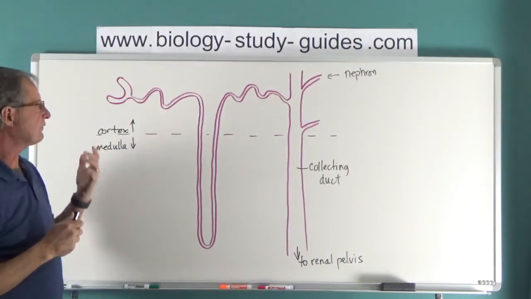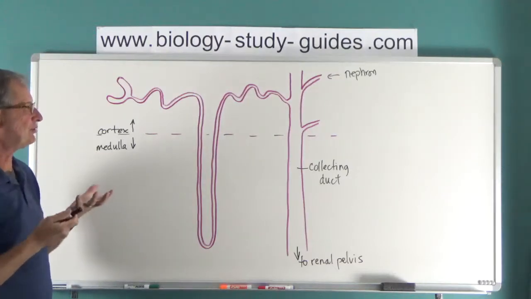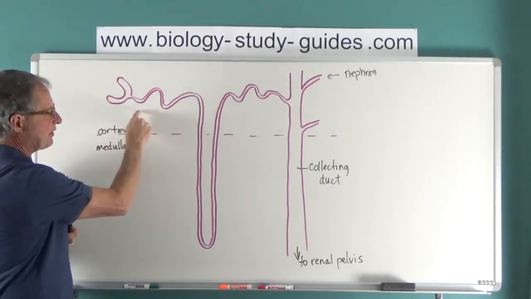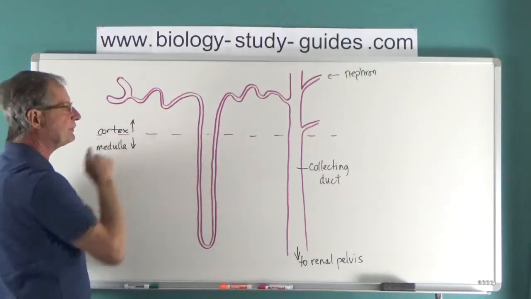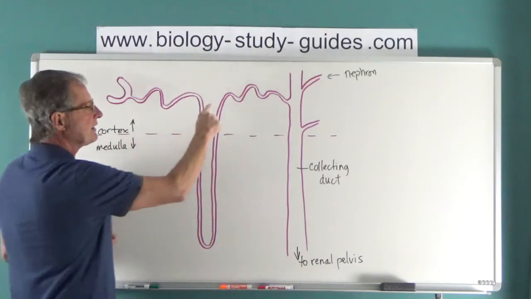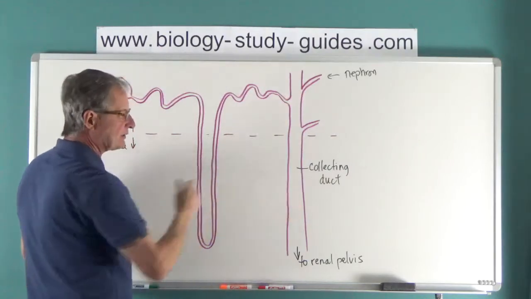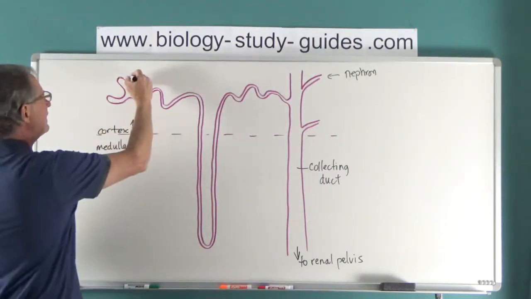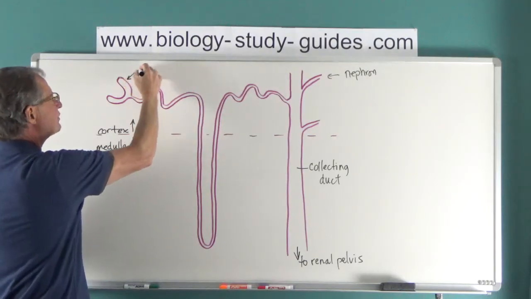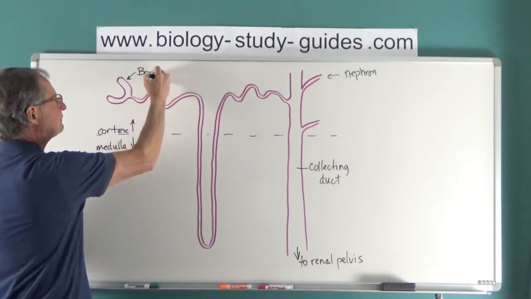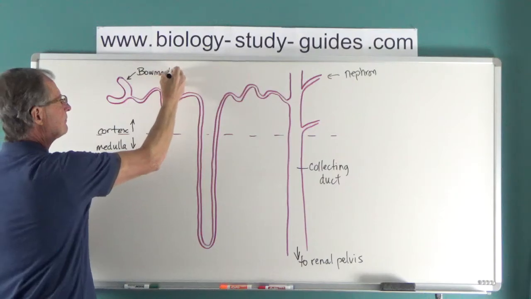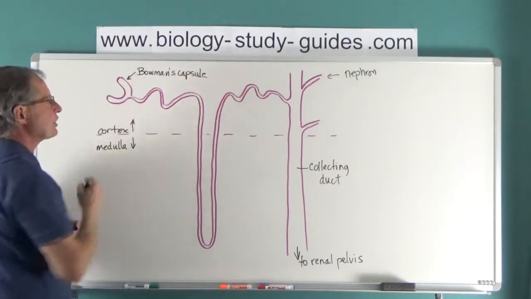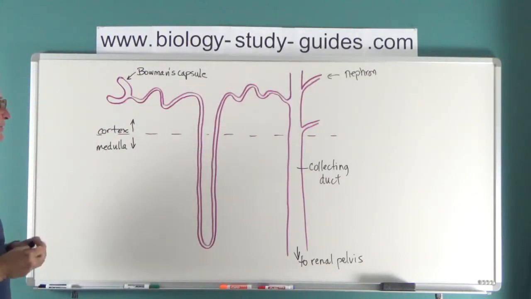And if we look at it, we can sort of describe the parts to it. There's a distinct structure here. This is a separate part. This big loop is another part. There's another part. And we call the collecting duct the final part. So if we look at it, we have part 1 here, which is known as Bowman's Capsule. Bowman is always capitalized because that was a person's name.